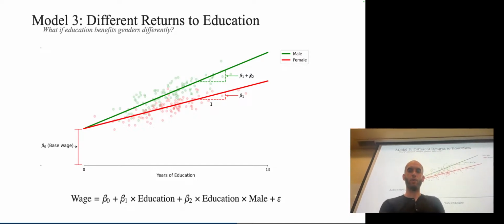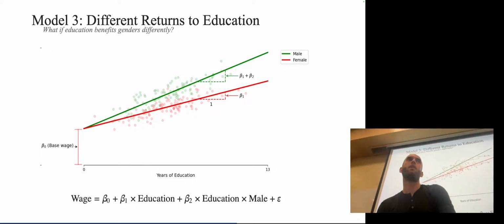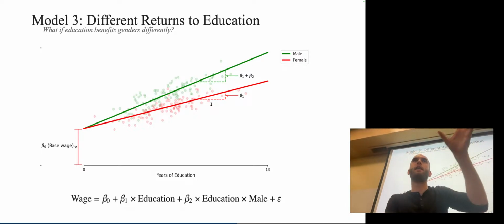Yeah, Corin. Beta 2 equals 0. Beta 2 is equal to 0. If beta 2 were equal to 0, the slopes of these lines would be the same. But if they're different, we have beta 2 giving us the difference in the slopes. Okay, so this is how we can test for difference in returns to education by our binary indicator variable.